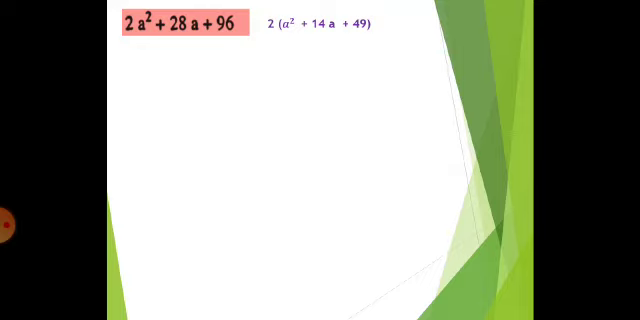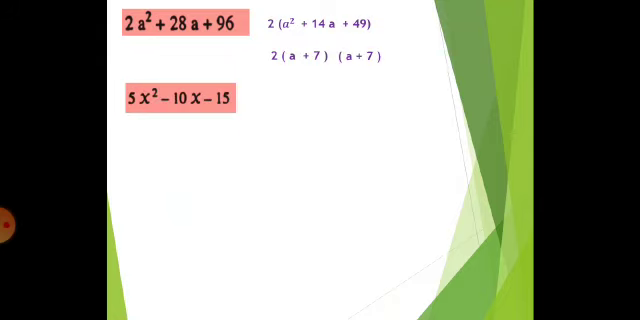And we factorize a power 2 plus 14a plus 49. We want to find the two numbers whose product equals 49, 7 times 7, and their sum equals 14. So we can write 2 times (x plus 7) and (x plus 7). 5x power 2 minus 10x minus 15.